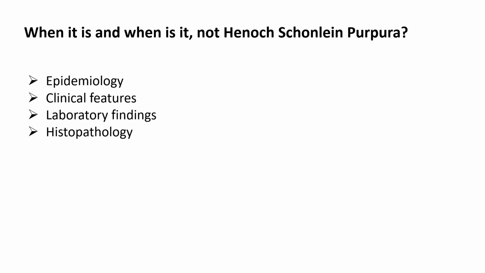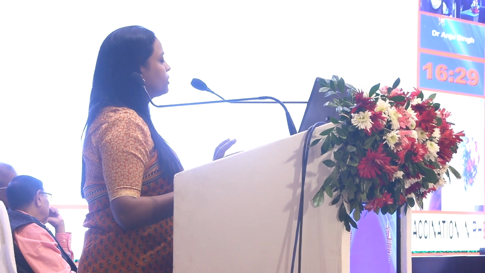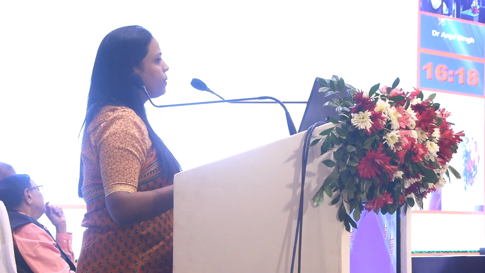To answer this question, when it is and when it is not HSP, we need to know four clinical parameters. And these four clinical parameters are important not only from the HSP point of view, but for any clinical condition. So what is the epidemiology of the disease? What is the most common age of presentation? And what are the typical clinical features seen? Then what are the typical laboratory findings that we observe in these kids? And if we're still not able to arrive at the diagnosis, then can histopathology help in these kids? I'll go through each parameter one by one so as to understand how these children present to us.